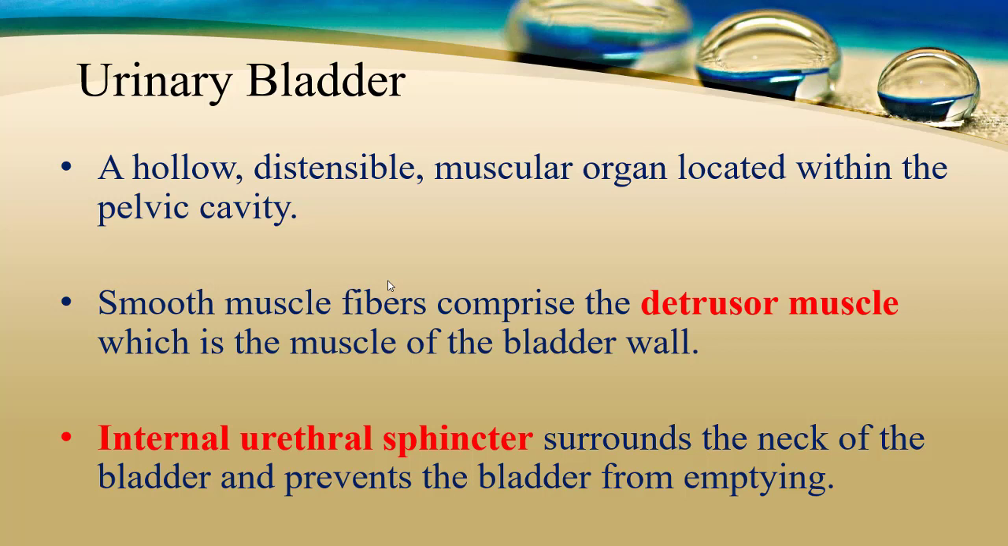This is a hollow, distendable muscular organ that we have in the pelvic cavity. There you will find smooth muscle fibers that will make up the detrusor muscle, which is the muscle of the bladder wall. You also find the internal urethral sphincter. So even though it has urethra in the name, this structure is found within the bladder. This is the sphincter that surrounds the neck of the bladder that prevents the bladder from emptying. This is why whenever you have to urinate really badly, it will start to hurt. There's actual physical pain there because that sphincter is being stretched more and more than it should.